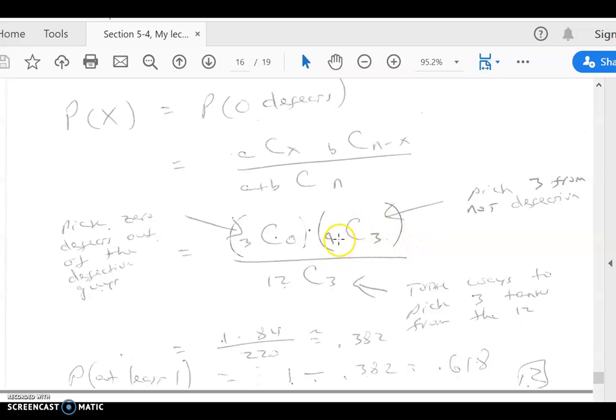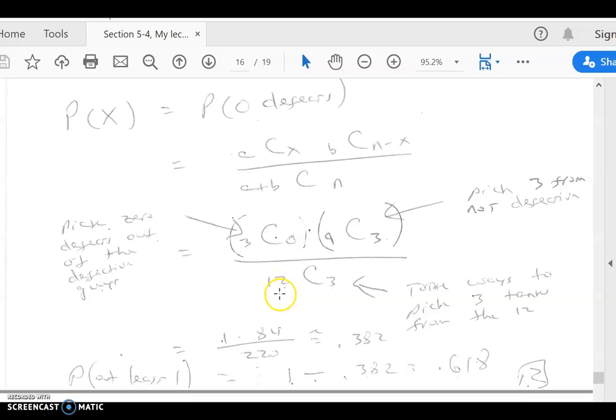If you think about it as piles, like you've got a pile of defectives and you've got a pile of non-defectives. So how can I pick 3 from the non-defective? There's 9 of them, so I choose 3 of them. Well, 9 choose 3, if you work it out on that formula that I just showed you, that's 84. So the numerator is really simple. It's 1 times 84.